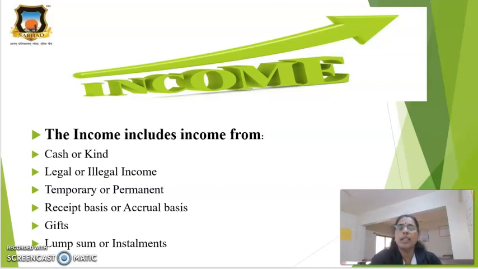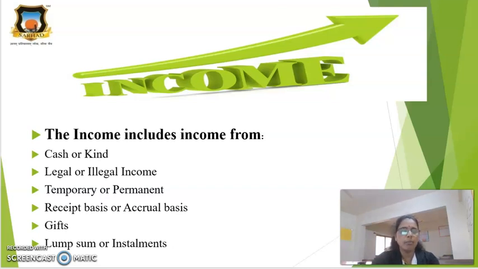What are the rules regarding considering the income? Any income earned whether legally or illegally is taxable. This means the income tax department doesn't distinguish whether you are earning it legally or illegally. You have to just pay taxes on it. That means legal or illegal, both incomes are considered. It is not necessary that income should be received regularly or periodically. You can receive it monthly, weekly. It can also be a lump sum receipt.